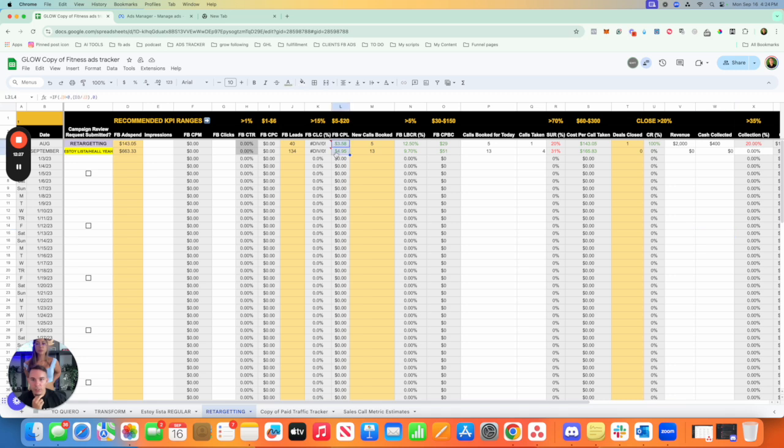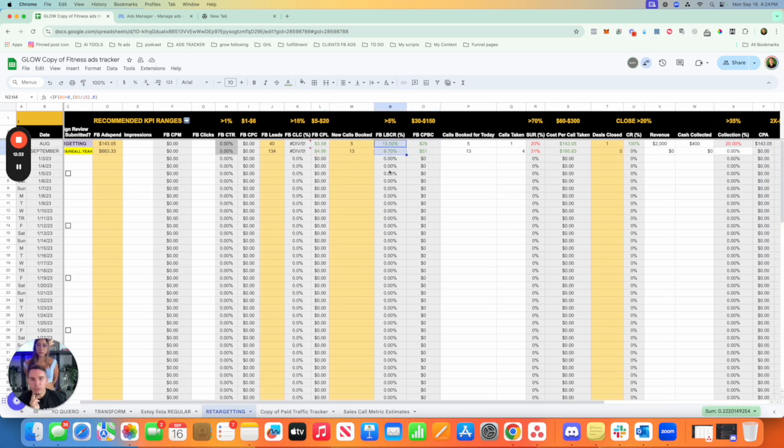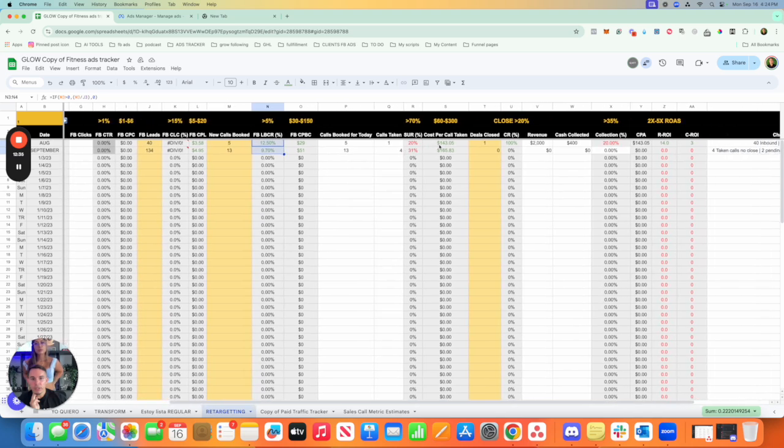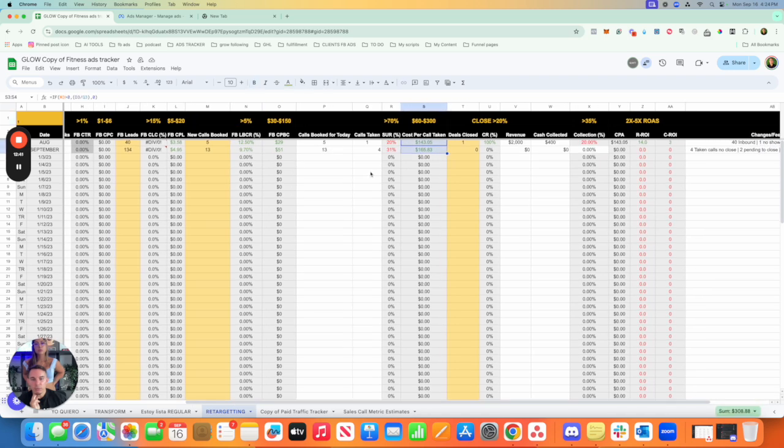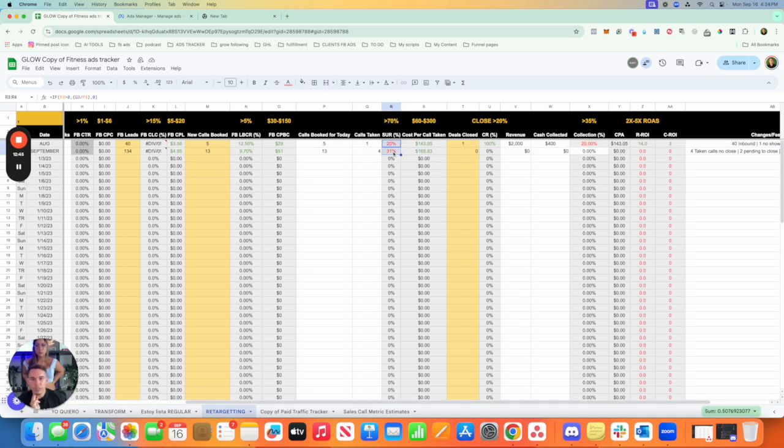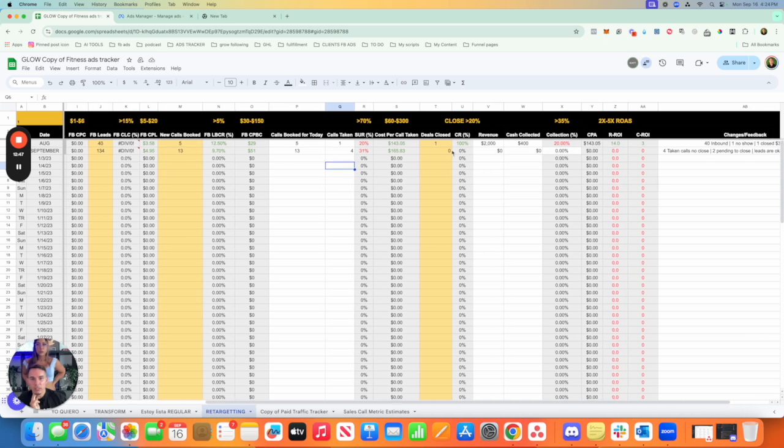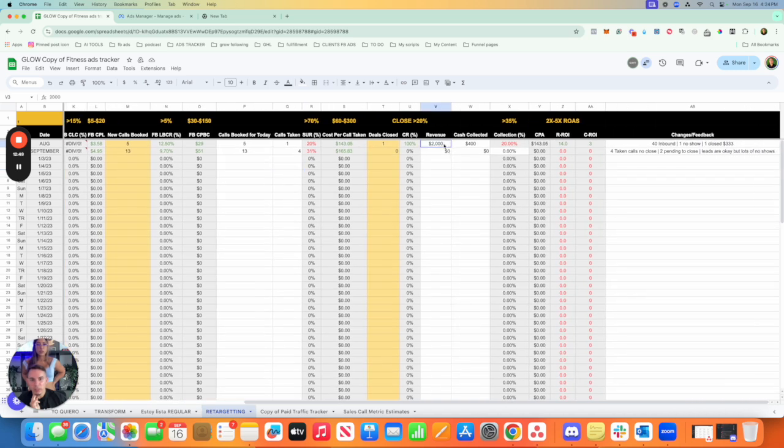So as long as you're within KPI range, with your cost per lead, your cost per book call, and your lead to book call ratio is good, which means your messaging is going well, plus 5%. Your cost per taking call is good. The show rate can improve here. 31% isn't great. That's a lot of no shows.